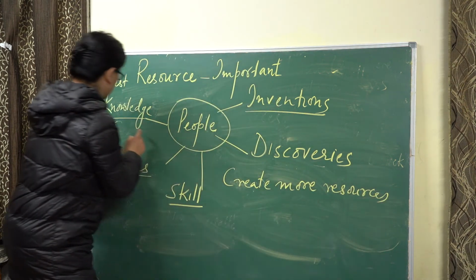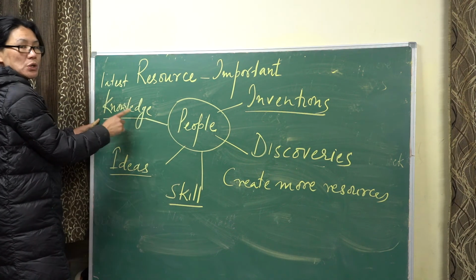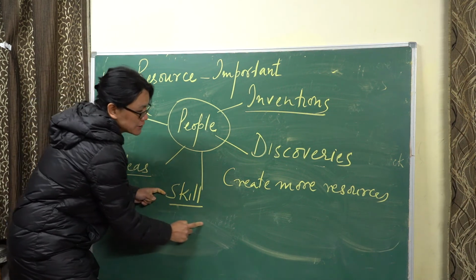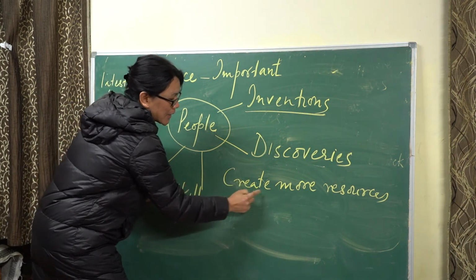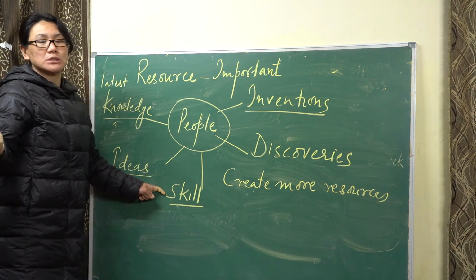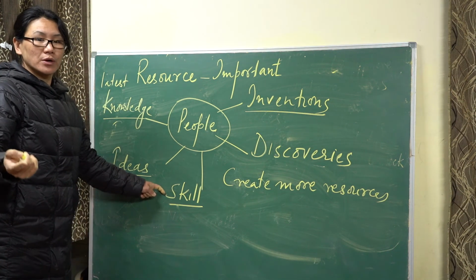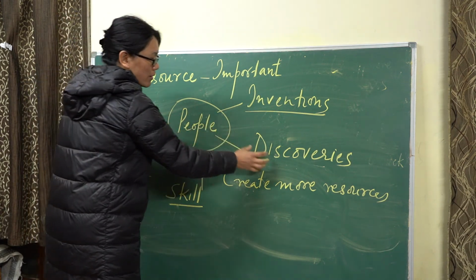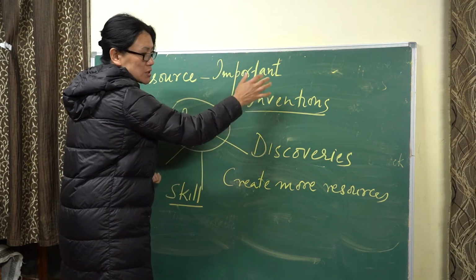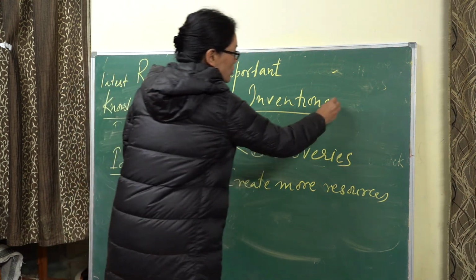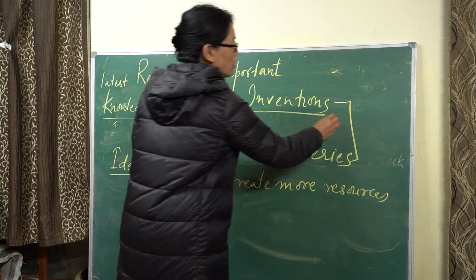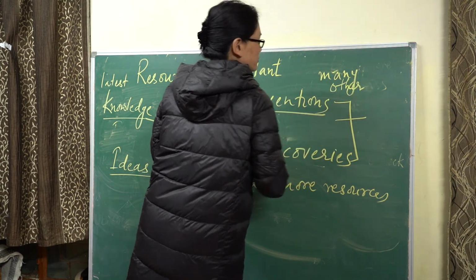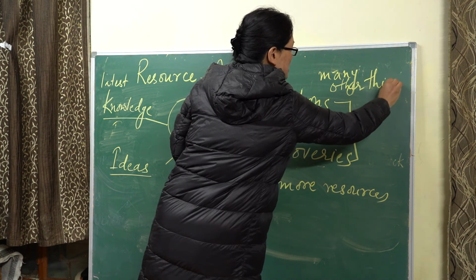Say for example, knowledge use. People will make use of their latest knowledge, their ideas, their skill, and they will use it in the creation of more new resources. And also they go for inventions. They are inventing lots of new things. They are going for discoveries. So inventions or discoveries also lead to many other resources or things.